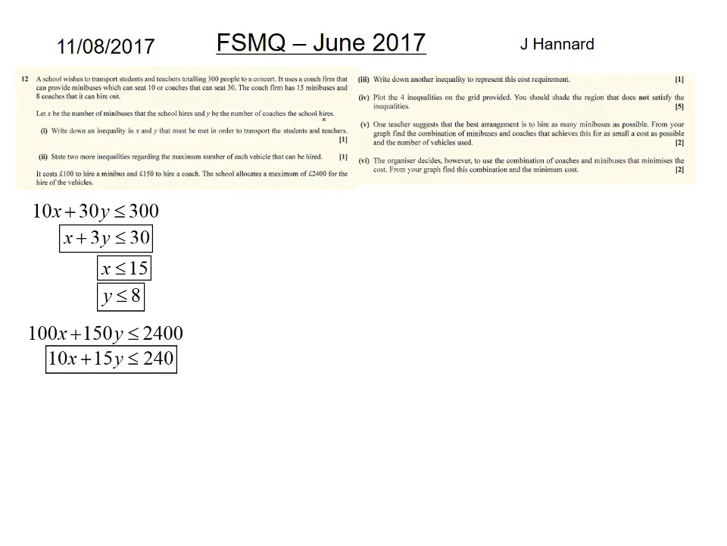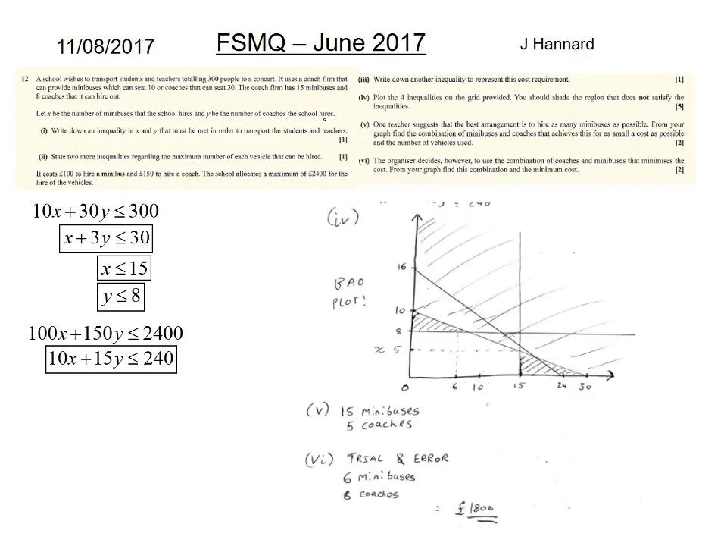Now, I didn't have any graph paper for this, so I did a very, very rough sketch, and I've scanned it up so you guys can see what my thought process was. I've said it was a bad plot, but you get the general idea. You've got a little section down here. It's not quite to scale because I've drawn it myself, but if I had graph paper it would look a hell of a lot better. And that's the general look of it. One teacher suggests that the best arrangement is to hire as many minibuses as possible.